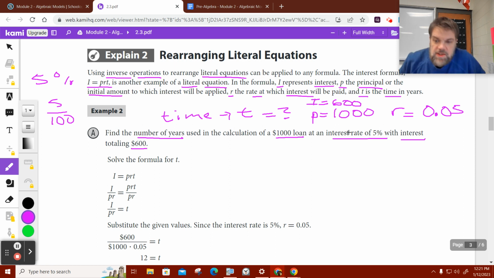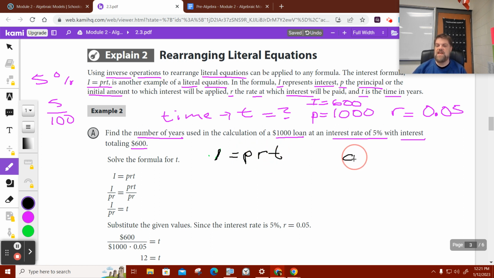But anyways, what we want to do is solve for T. Now, they wrote out all the steps, but I want you to help me with this. I'm going to write it over to the side. I'd like for you to do the same. Start with the equation. So I'm going to start with I is equal to P times R times T. Remember that if I say AB, that means A times B. This means A multiplied by B, just like this means A multiplied by B. So this is P times R times T.